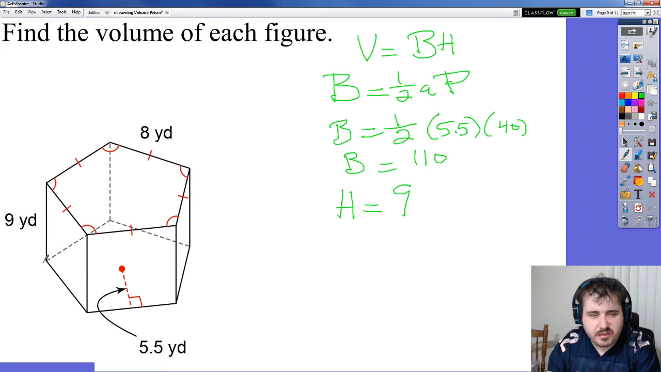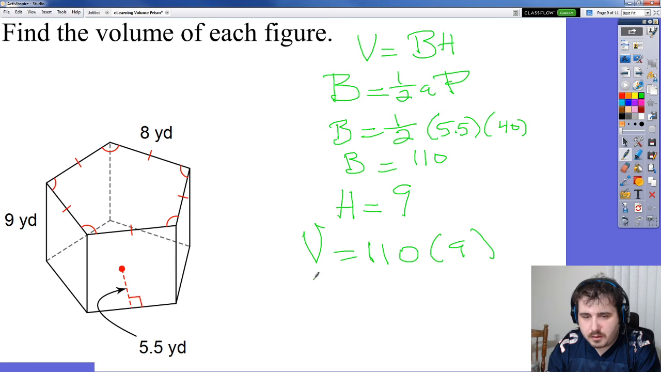The length that is going from the one base to the other base. So now we're going to do our volume calculation. B times H. I already know what B is, and I already know what H is. I don't know why I'm writing the letters again. B and H. And I multiply those together.